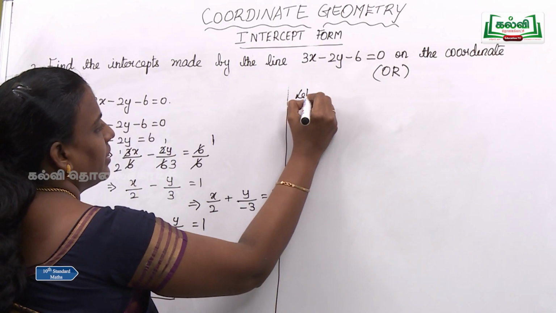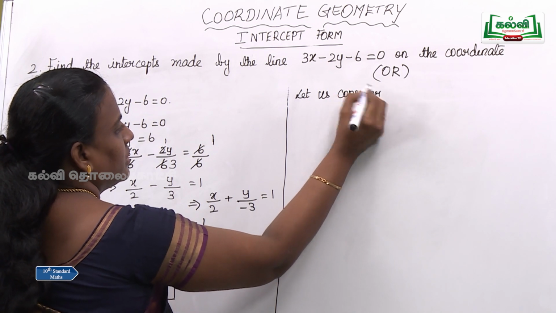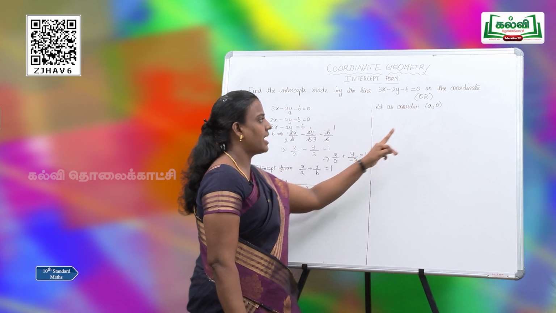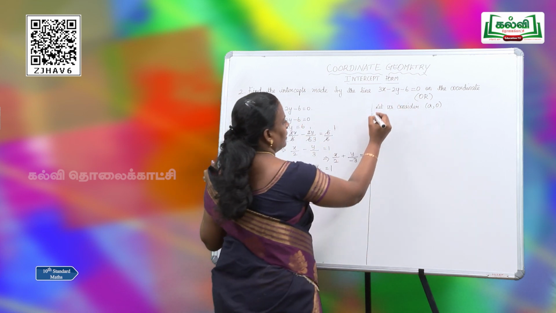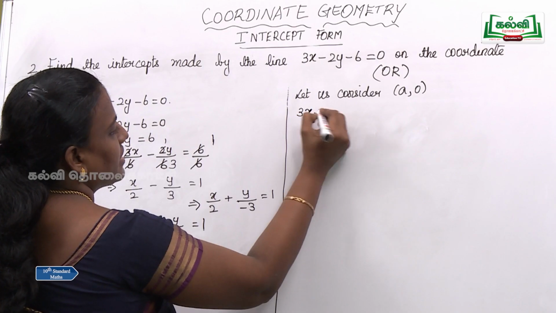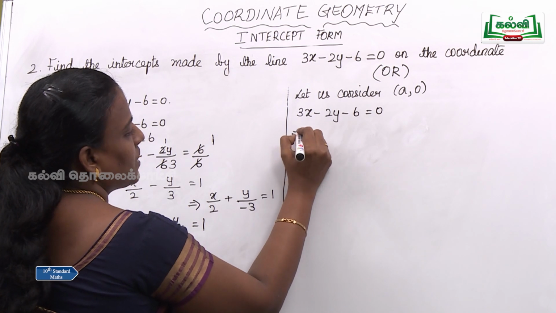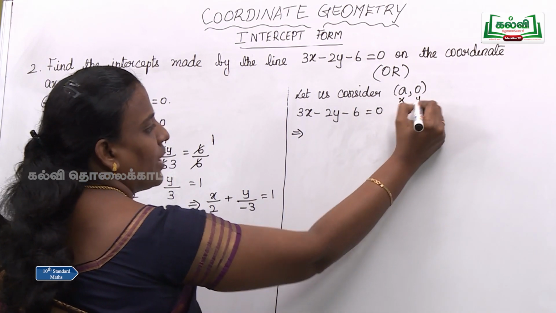So let us consider first the point A comma 0. Now this A comma 0 I am going to substitute in the equation. So the equation is 3x minus 2y minus 6 is equal to 0. Now substitute A comma 0. So in place of x put A, in place of y put 0.